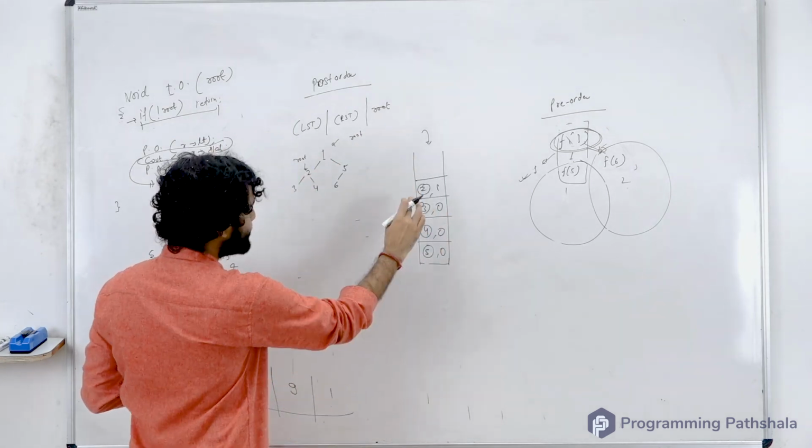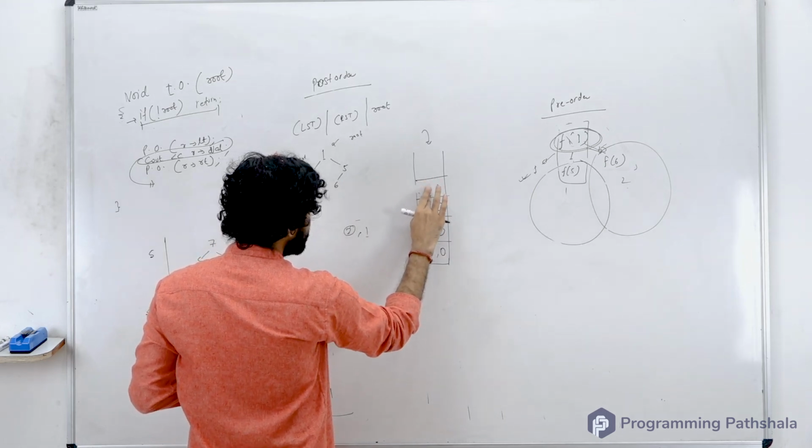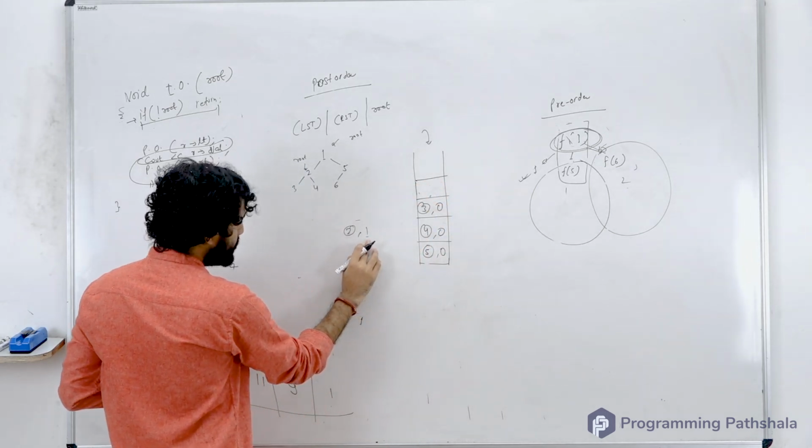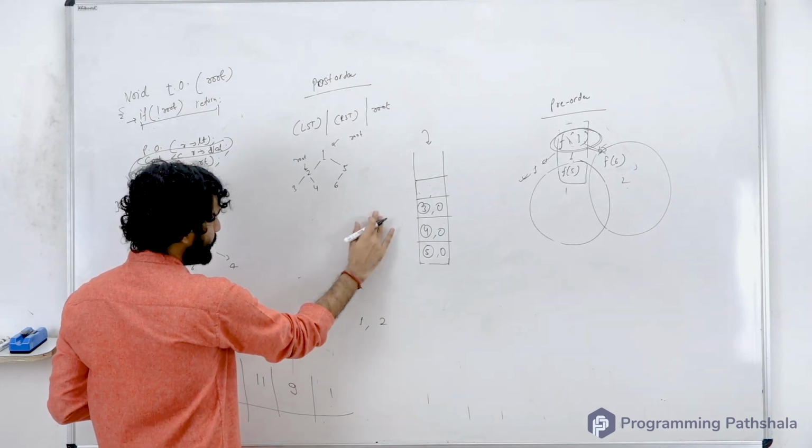Again seek the top of the stack, that is 2, 1. So take this 2, 1 out. This is gone from here. And now since this flag is 1, all its children would definitely be there. So just simply print it and get rid of it.